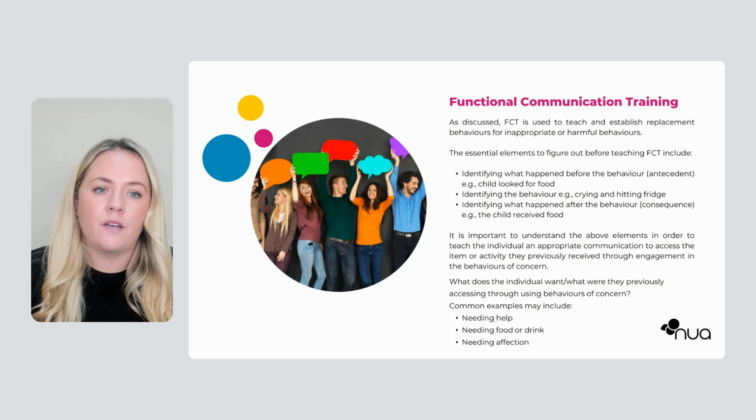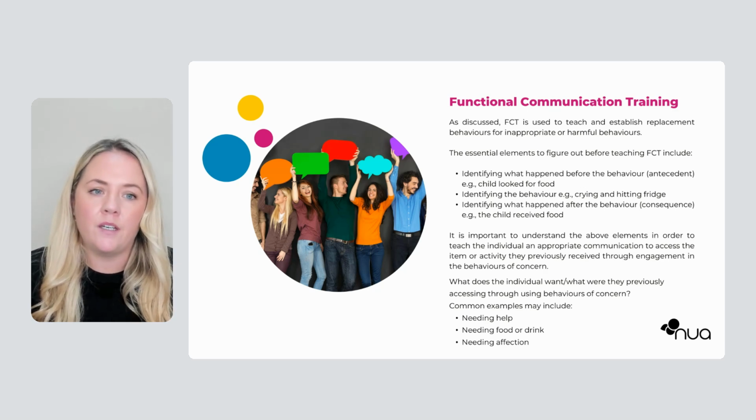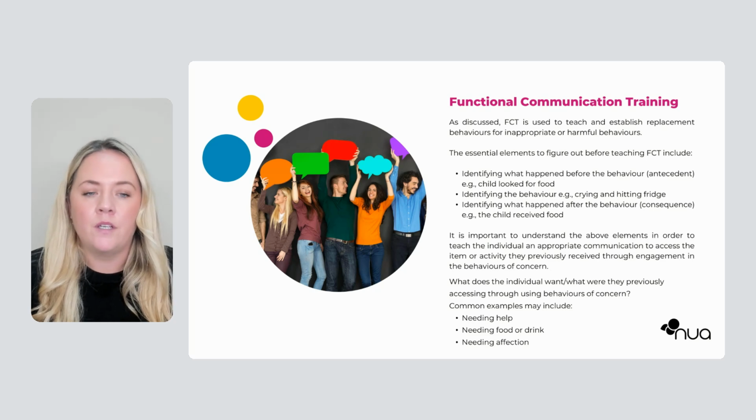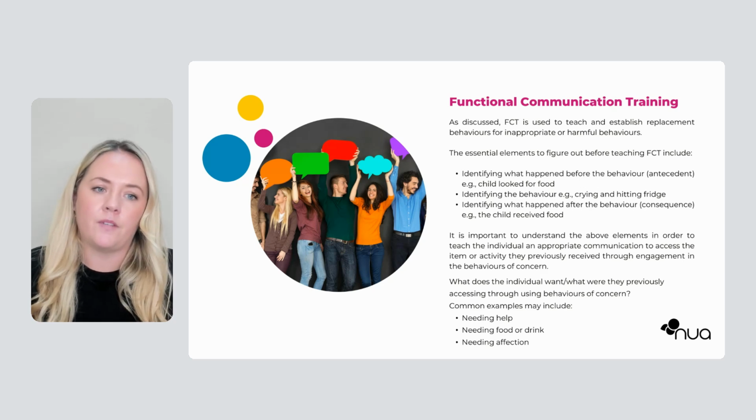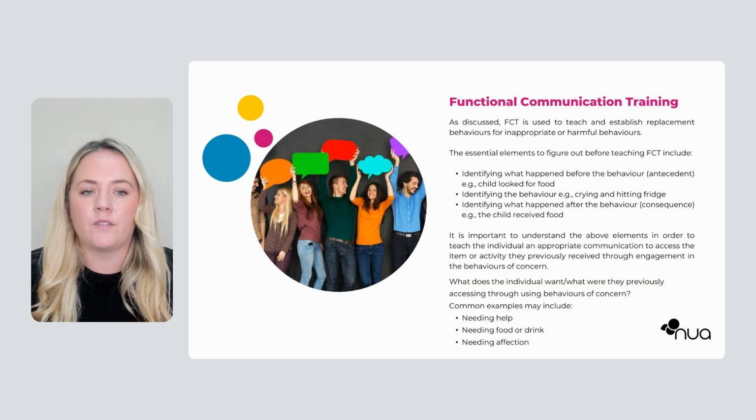As we discussed, FCT is used to teach and establish replacement behaviours for inappropriate or harmful behaviours. So, some essential elements to figure out before teaching FCT would include identifying what happened before the behaviour. So, what was the antecedent? What was the child looking for? What did they want? What did they need? Then we identify the behaviour itself. So, for example, crying and hitting the fridge, and identify what happened after the behaviour. So, for example, the child received the food.